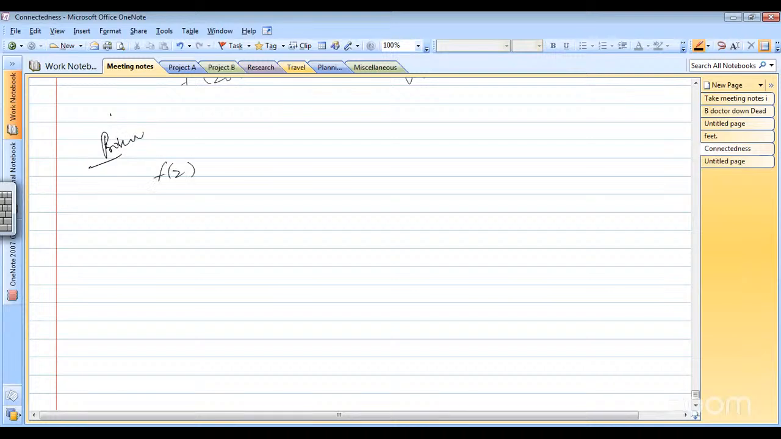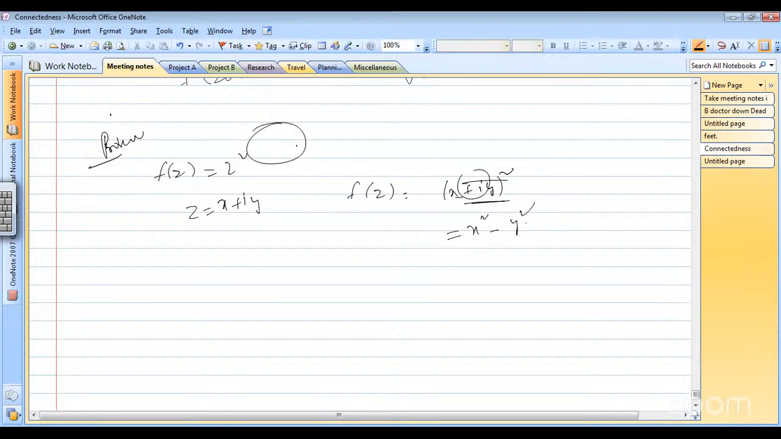f(z) is equal to z squared, where z is equal to x plus iy. f(z) is equal to, what we have to write, (x plus iy) whole square. What is the form? (a plus b) whole square: x squared minus y squared, because i squared means minus 1, plus 2ixy. This is the basic fundamental formula. u(x, y), what's the real part here? x squared minus y squared. In v(x, y), what do we have? The imaginary part, 2xy.